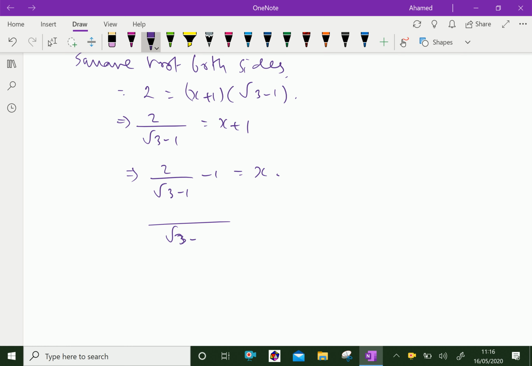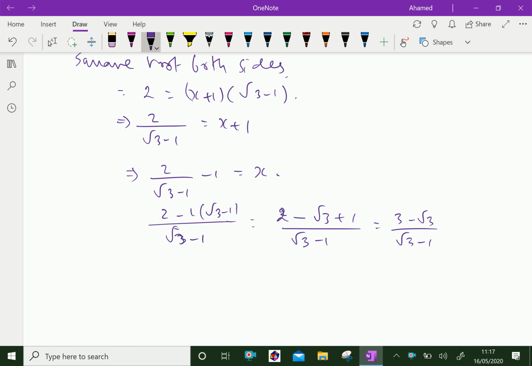Root 3 minus 1, here 2 minus 1 into root 3 minus 1, which is equal to 2 minus 1 into root 3 is root 3, minus 1 minus 1 is plus 1 over root 3 minus 1, which is equal to 2 plus 1 is 3 minus root 3 over root 3 minus 1.